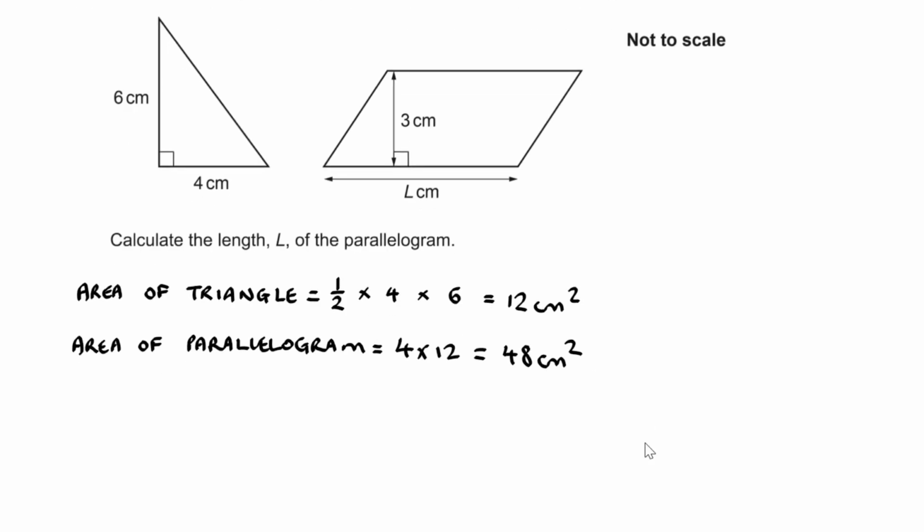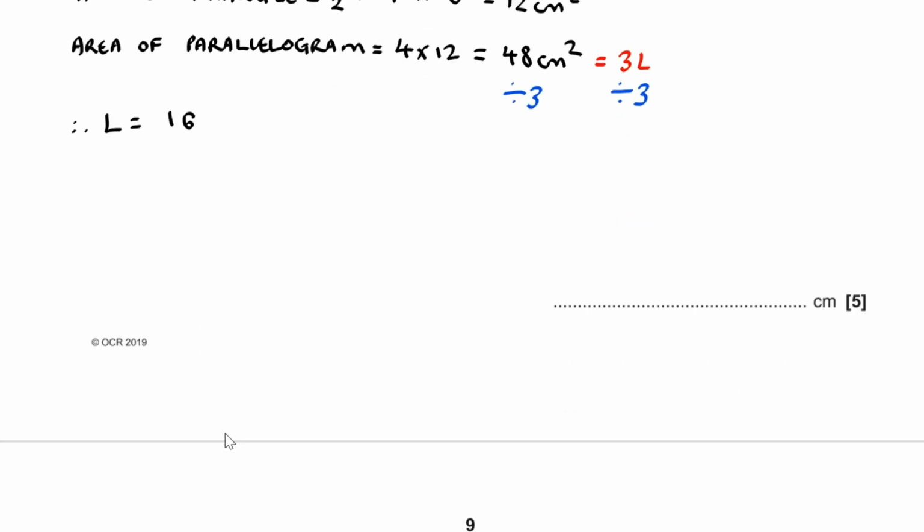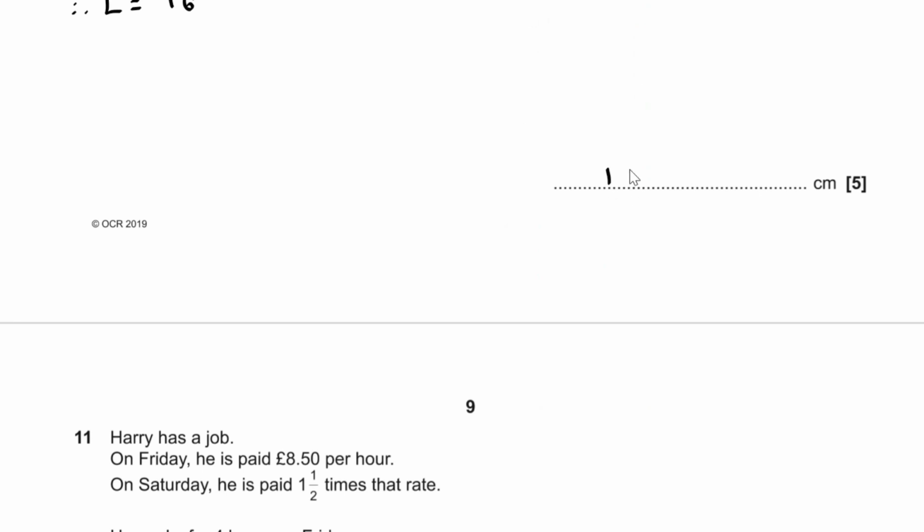Now to work out the area of this parallelogram, what we need to do is multiply 3 by L. So this here is equal to 3L, and if we divide both sides by 3, you can therefore find L to equal 16. So we've got L equals 16 centimeters.